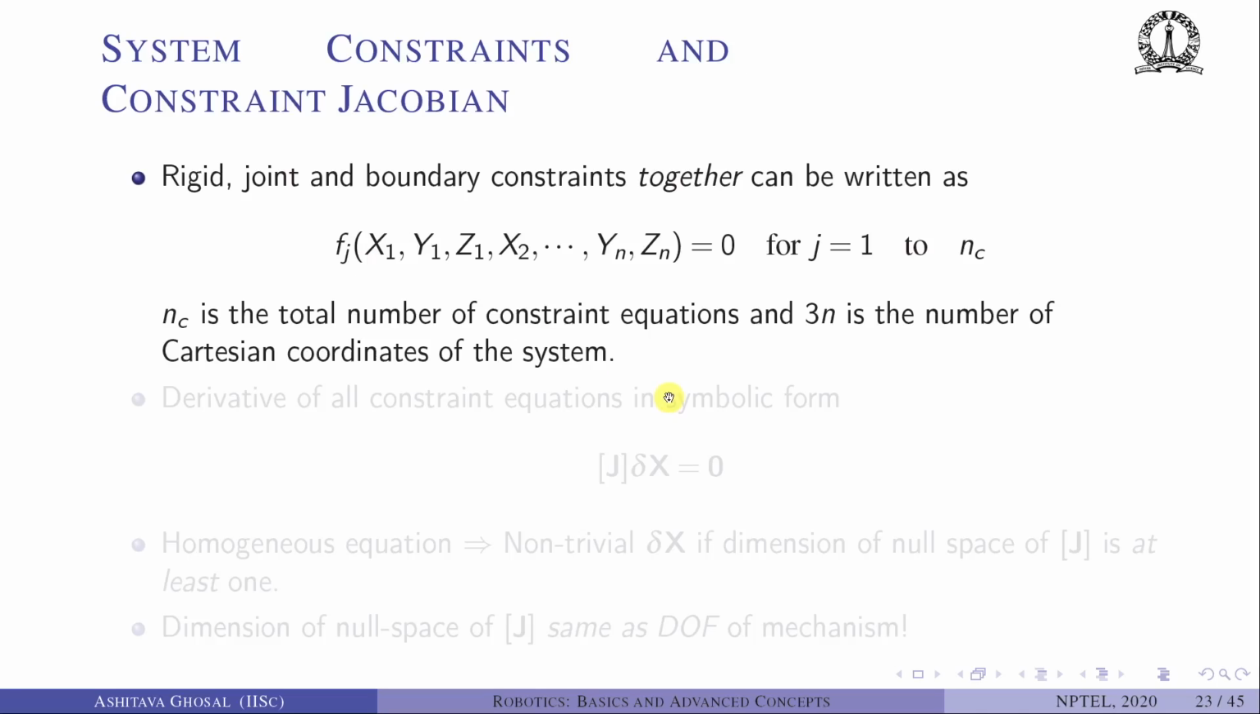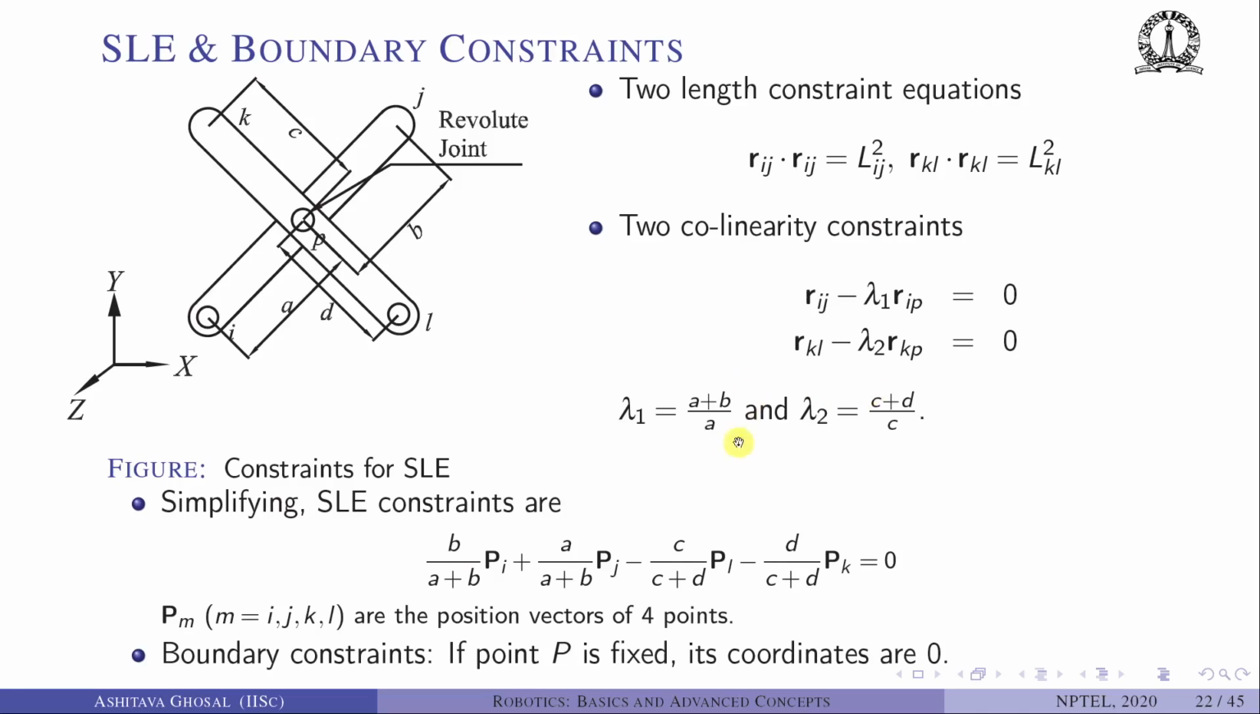And what is lambda 1 and lambda 2? That is A plus B divided by A and C plus D divided by C. So I can simplify all these constraints in a single vector equation, which is of this form, which is B divided by A plus B into Pi, Pi is the location of this point with respect to the fixed reference coordinate system, plus A divided by A plus B into Pj minus C divided by C plus D into PL minus D divided by C plus D into Pk equal to 0. So if we think about it, this is the simplified form of all these constraints.